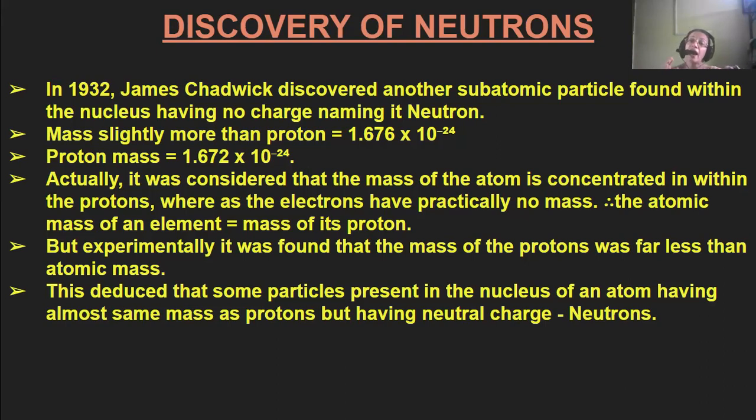And as the atomic mass is far more than the mass of the proton, some subatomic particle is present which has a mass similar to that of the proton. Okay, and that is added to the mass of the proton to make the total atomic mass. So this is the neutron. This subatomic particle, which was discovered in 1932 by James Chadwick, was named neutron.